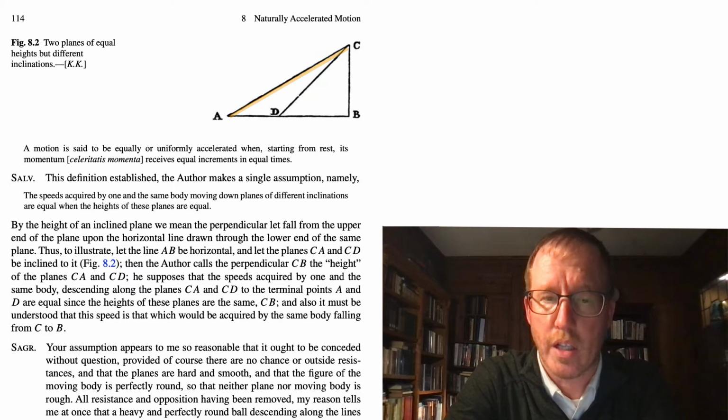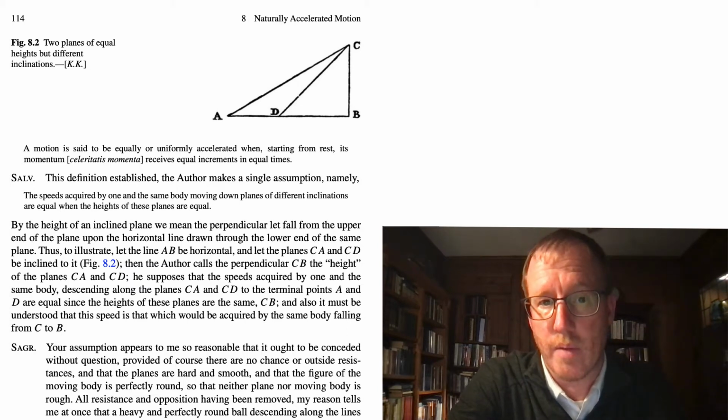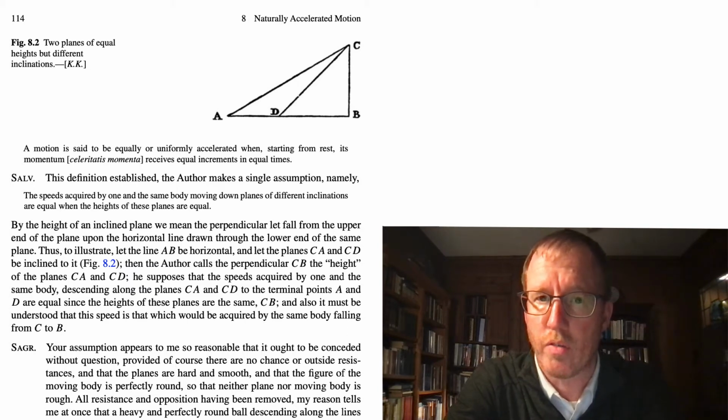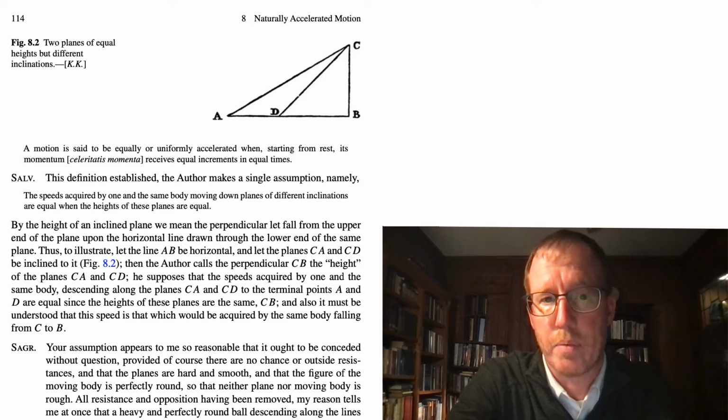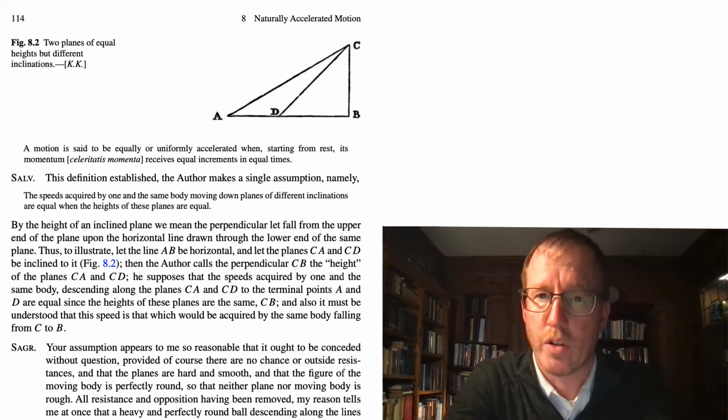And he makes a claim here. He calls it an assumption. He says, if you were to have a body at the top at point C, and you were to let it slide down the ramp CD, by the bottom it would have a certain speed or velocity. If, on the other hand, you were to take it at C and let it slide down ramp CA, it would get to the bottom with a certain velocity as well.